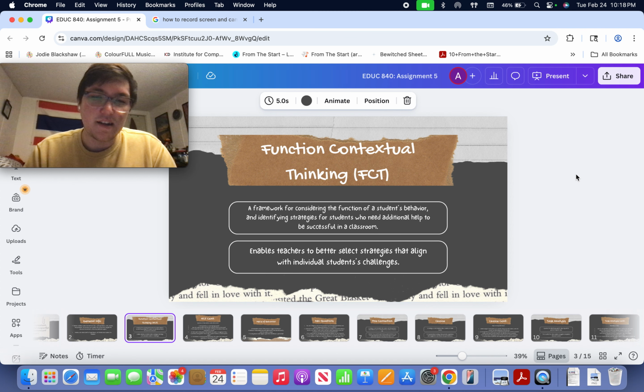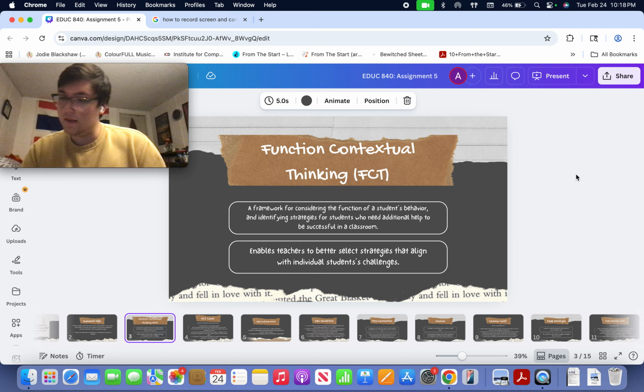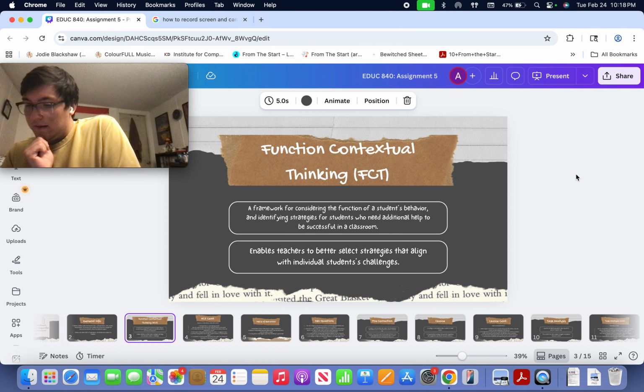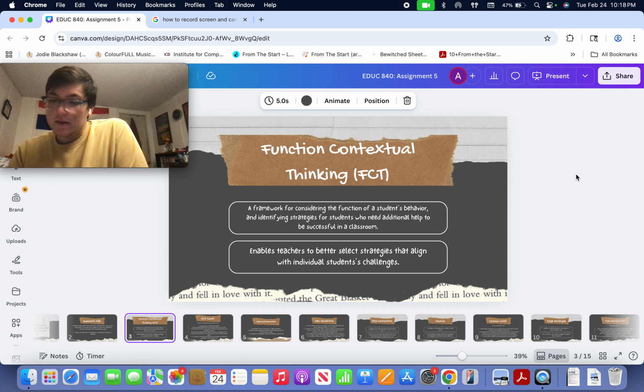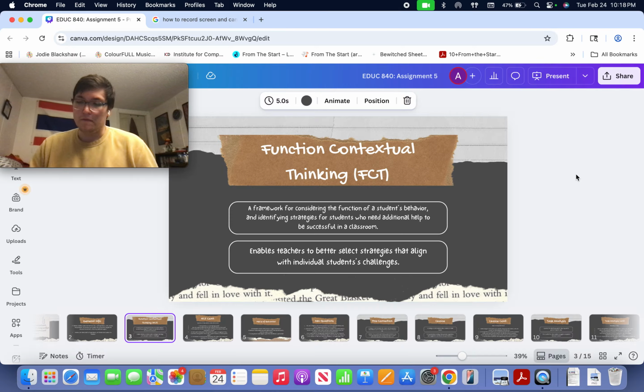All right, moving on. A big principle behind this high leverage practice is function contextual thinking, FCT. This is a framework for considering the function of a student's behavior and identifying strategies for students who need additional help to be successful in a classroom. This helps enable the teacher to better select strategies that align with individual students' challenges. This is important because some intervention techniques won't work or may even make the behavioral problems more severe, which is frustrating to everyone involved: teachers, students, parents.